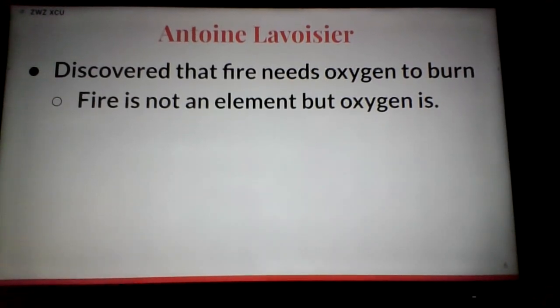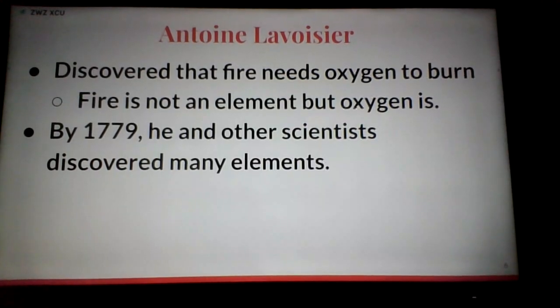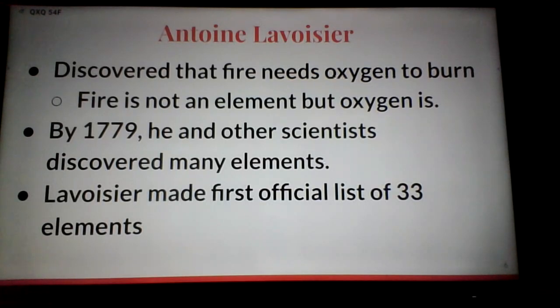But what about pouring water on the fire? Remember, that oxygen is combined with hydrogen, and when atoms combine, their properties change dramatically. Therefore, the water made of H2O is able to put out the fires. By 1779, Lavoisier and some other scientists discovered many more elements. They had to start, as we said earlier, making some kind of a chart, something written in order to keep track of not just the elements, but be able to explain the properties of the elements. It was Antoine Lavoisier who made the first official list of 33 known elements at that time.